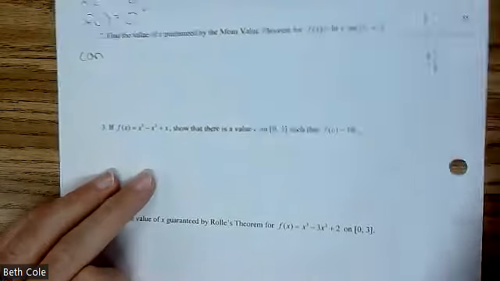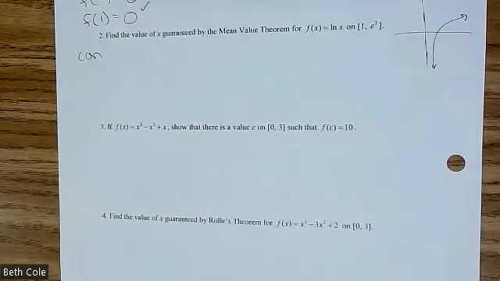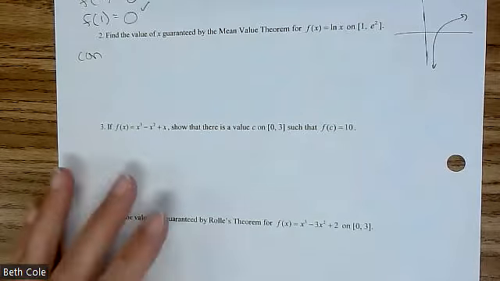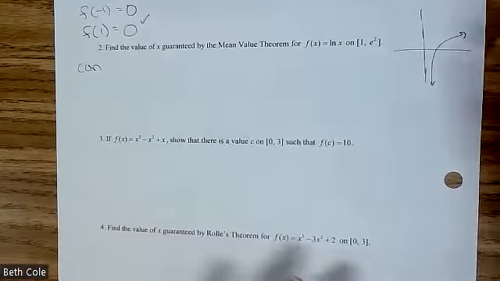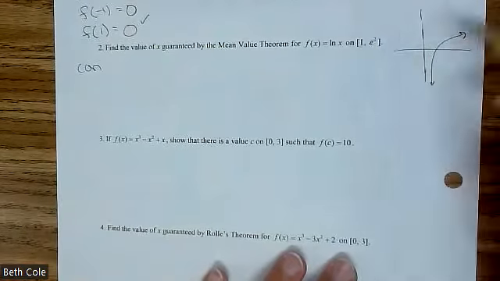Now, it's not continuous everywhere. It only needs to be continuous on the interval that we are talking about. Okay, because obviously there's an asymptote and there's not even any graph over here. It only needs to be continuous from 1 to e squared.